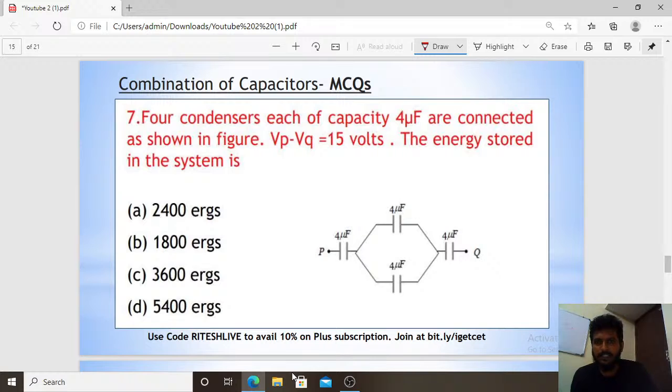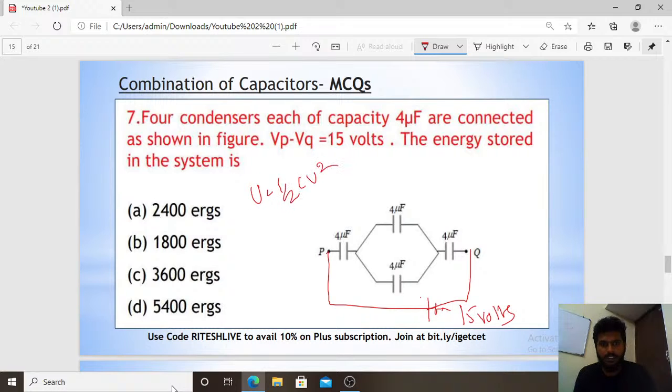4 condensers, each of capacity 4 microfarad, are connected as shown in the figure. So V, okay, voltage difference across these two is what? Okay, they have given 15 volts. All the capacitors are 4 microfarad, right? So for energy stored, you have U is equal to half CV square. So V you know, C you don't know, so you need to find the C value. C is nothing but C equivalent. C equivalent of this circuit is what?